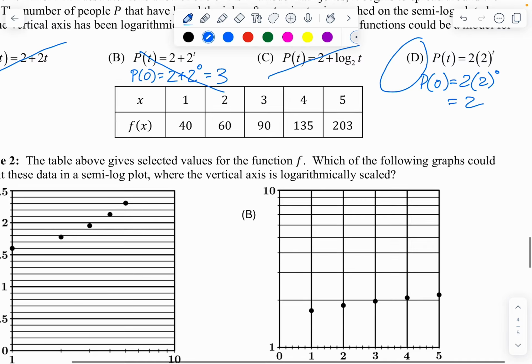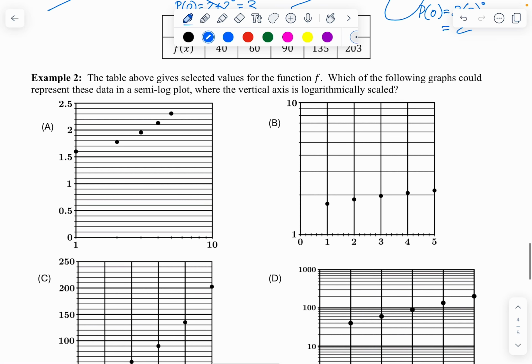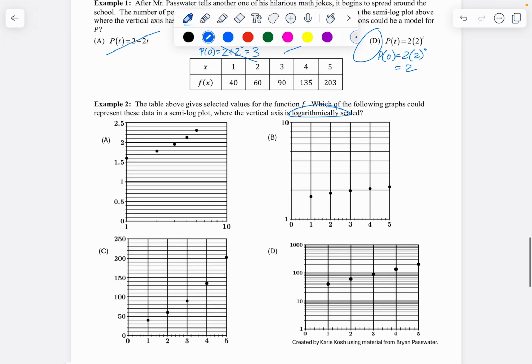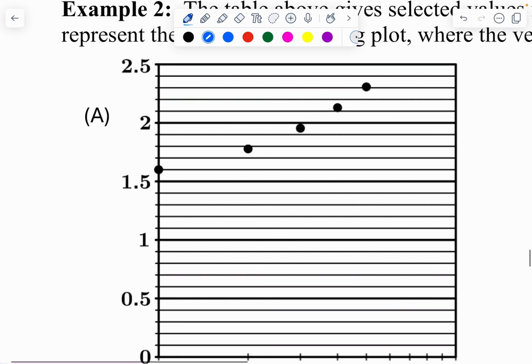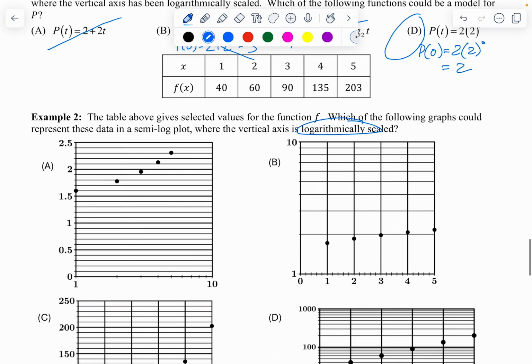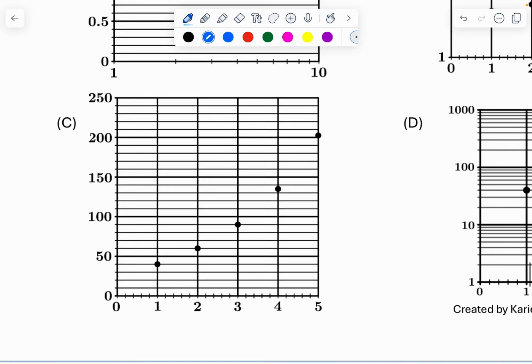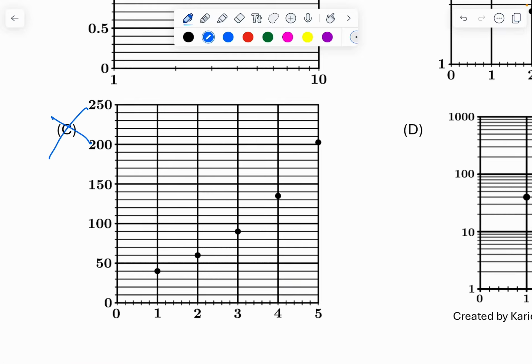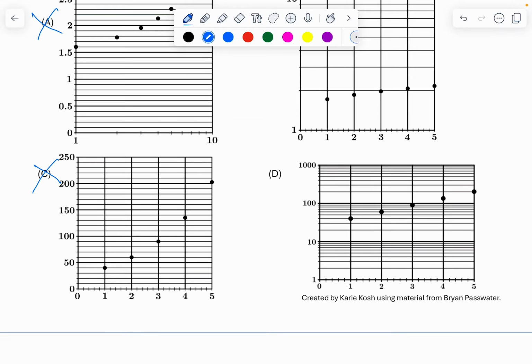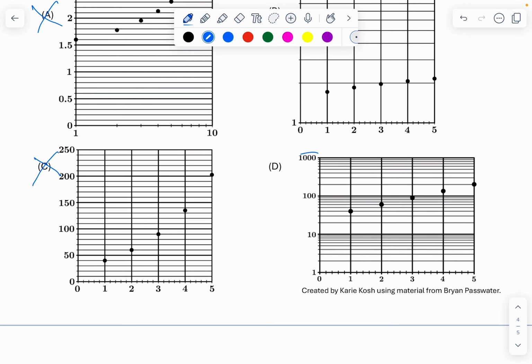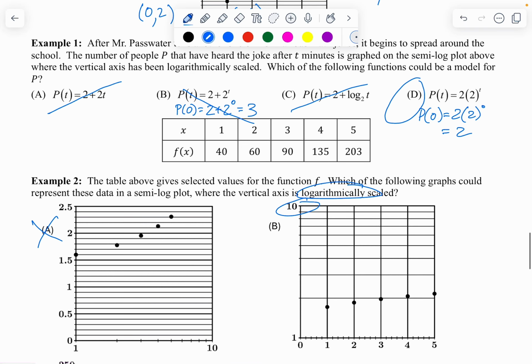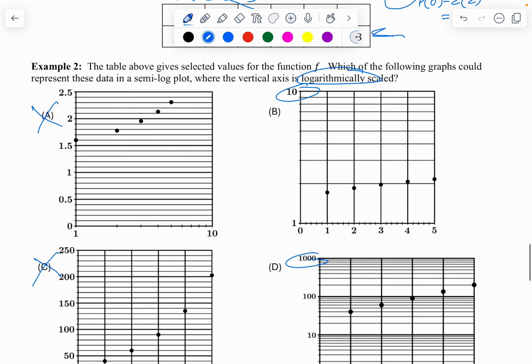The next one, all that we have to really look at is that it's logarithmically scaled, and we can eliminate 2 of these choices. This one is linearly scaled. Sorry. So we're going up by 0.5, so that's no good. This one is also going up by 50, which is cool, but not a semi-log plot. And then now I'm looking at these two. One of them is going to go up to 1,000. The other one's only going up to 10, but our data goes up to 200. So the correct answer, I had a lot of clutter there, let me get rid of some of that, the correct answer is D.